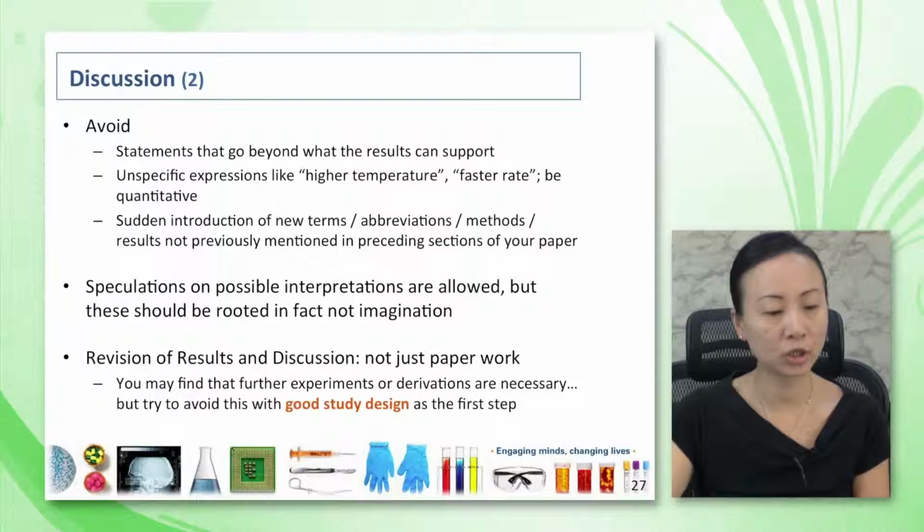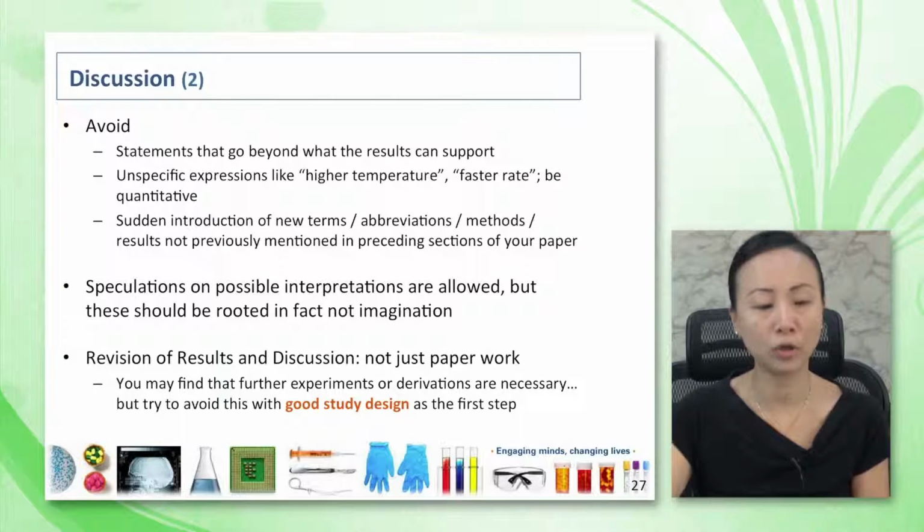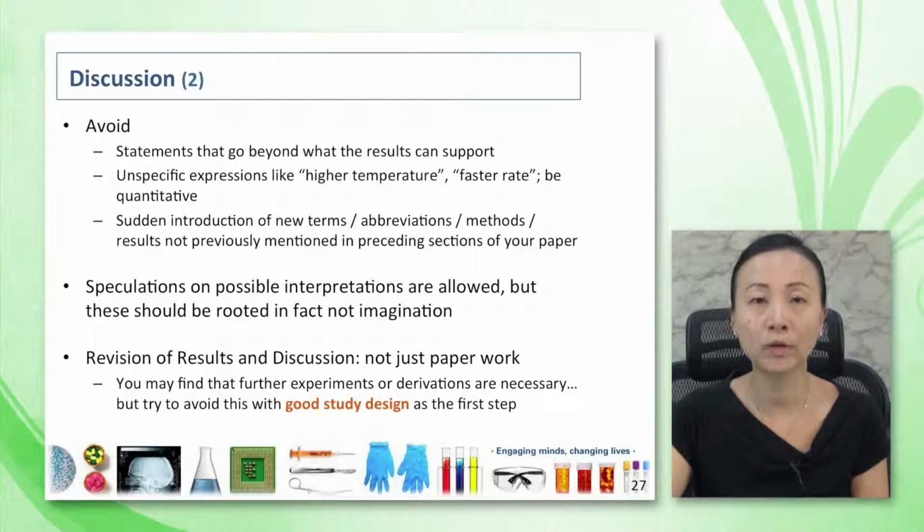In your discussion, be careful not to use the following: statements that go beyond what your results can support, unspecific expressions such as higher temperature or faster rate. Use quantitative descriptions. Avoid sudden introduction of new terms, abbreviations, methods, or results not previously mentioned anywhere in the preceding sections of your paper.